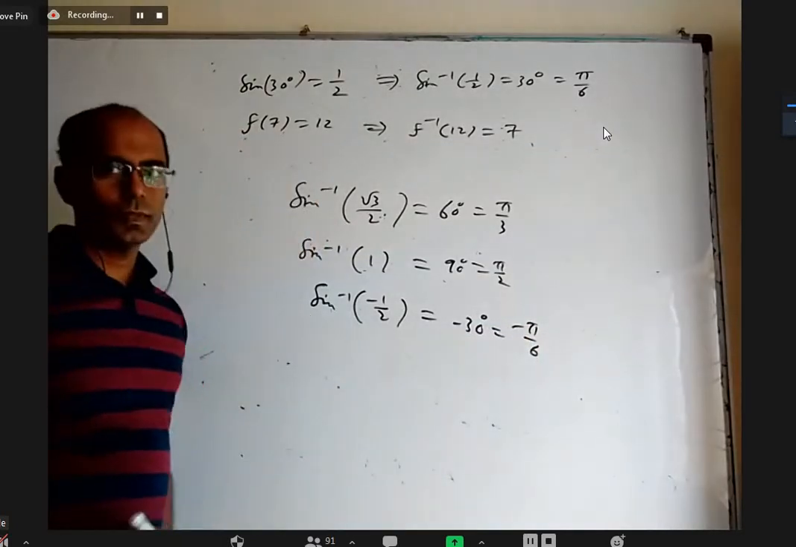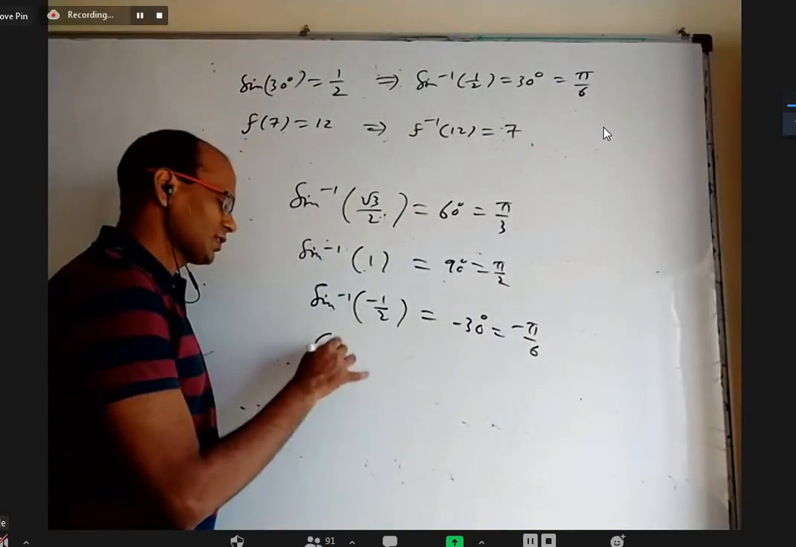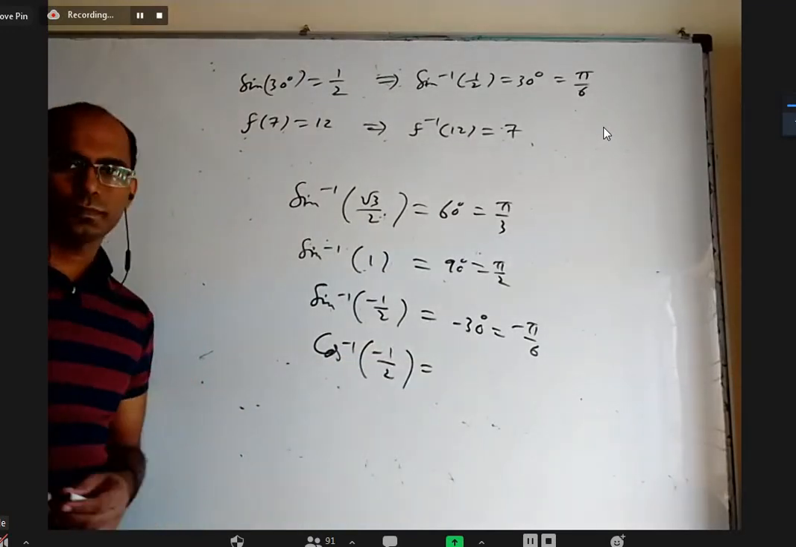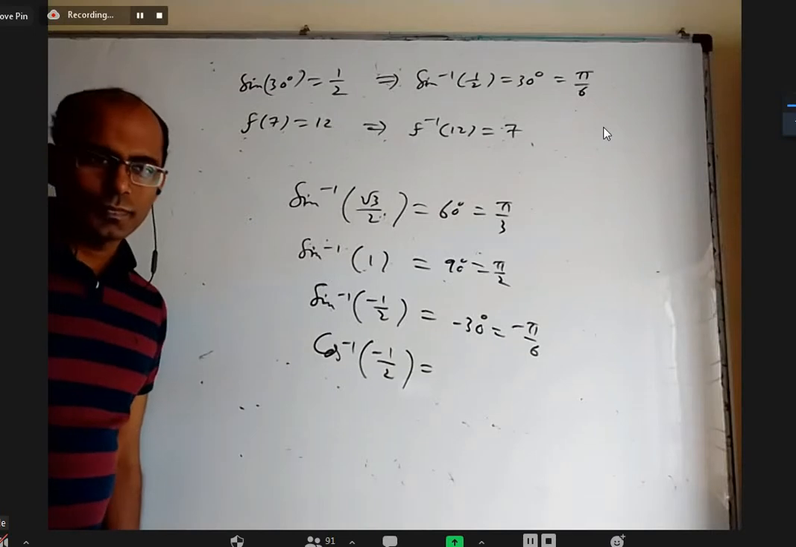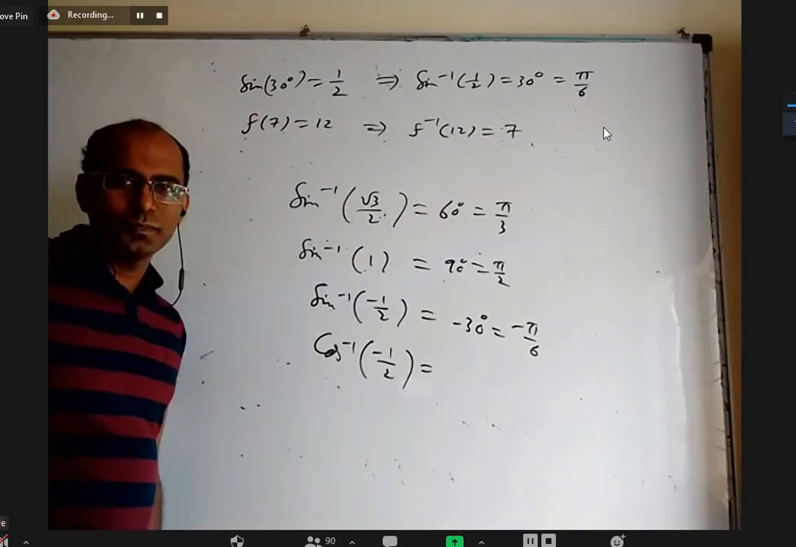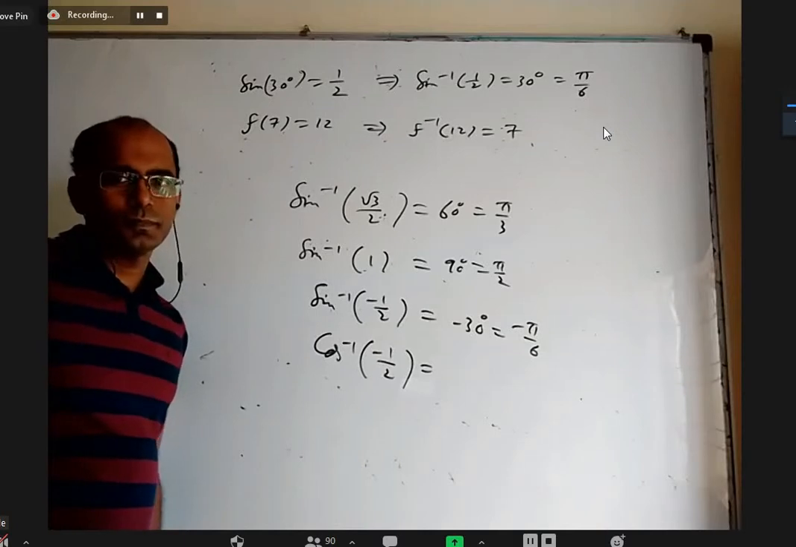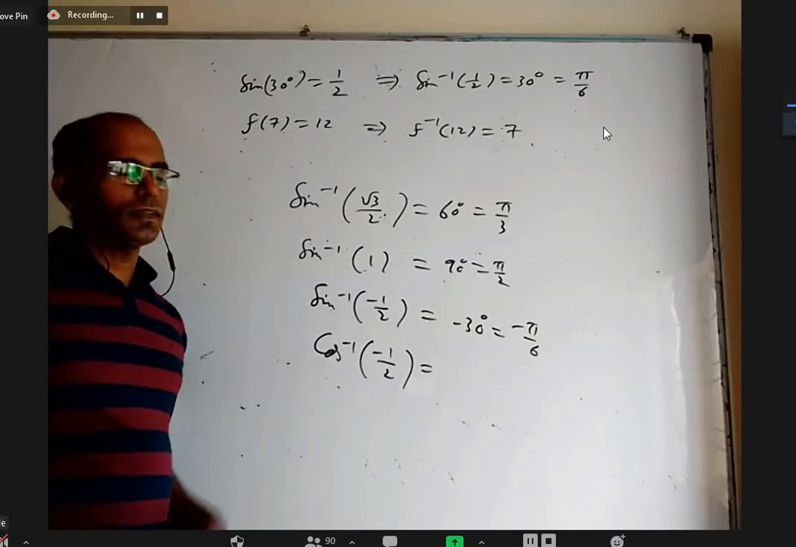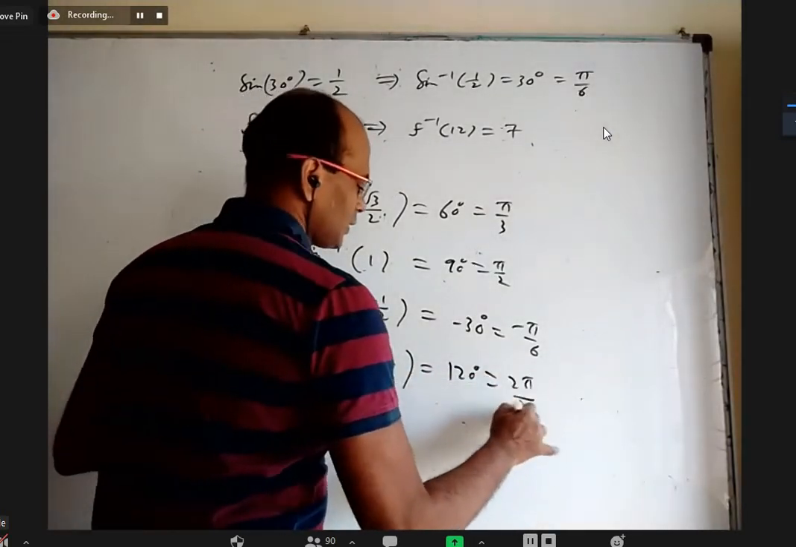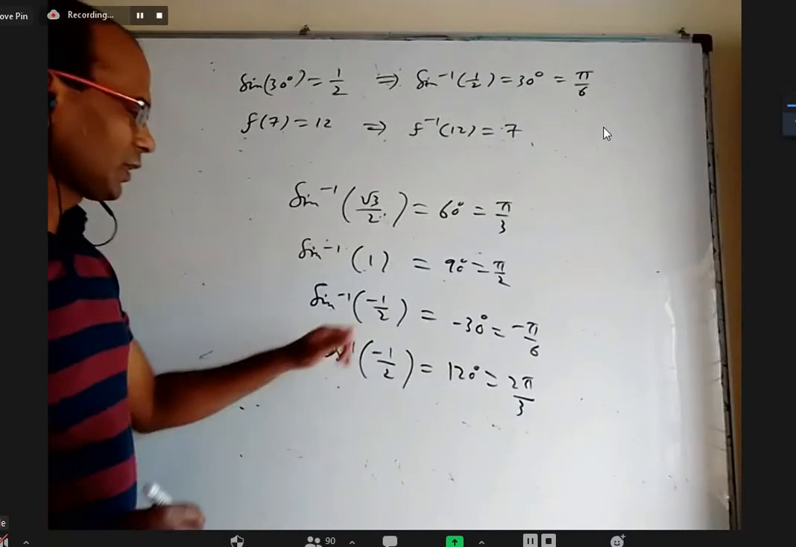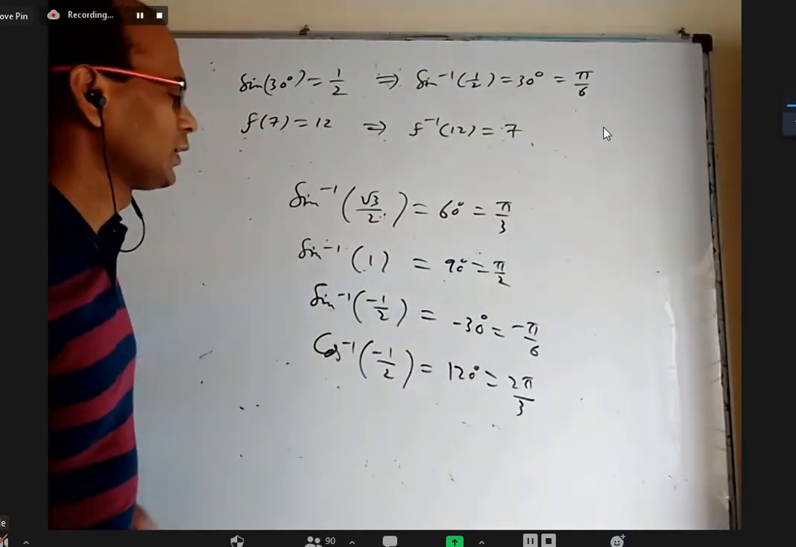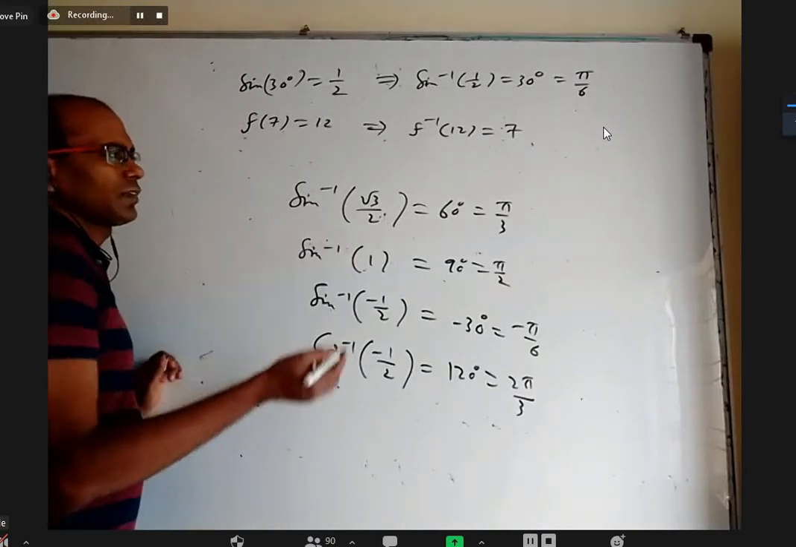Let us see if somebody can say this. Cos inverse minus 1 by 2. What is the answer? 120 degrees. In the second quadrant, cos can be negative, but here we could not get the second quadrant because in the second quadrant sine is only positive. Okay. So the definition of inverse is very simple.